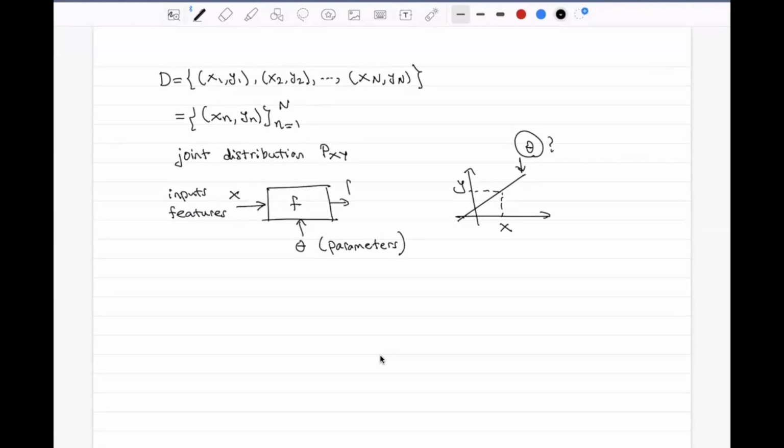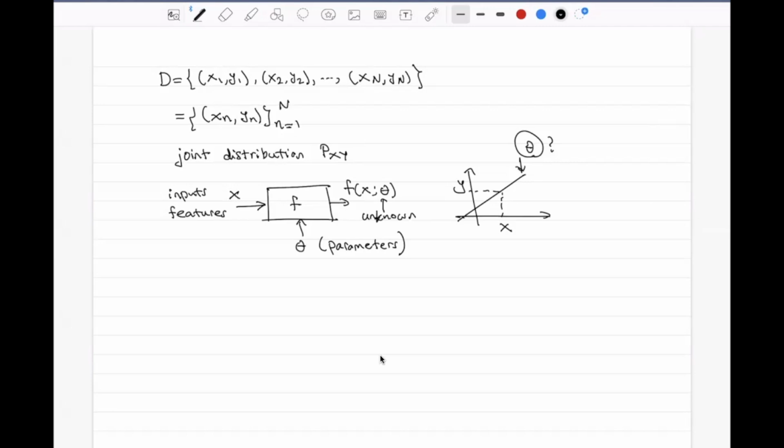And therefore, I can show the output of this function as f of x semicolon theta. And this is just to ensure that x and theta should not be treated equally. And theta is actually the unknown that we want to learn through the training process.